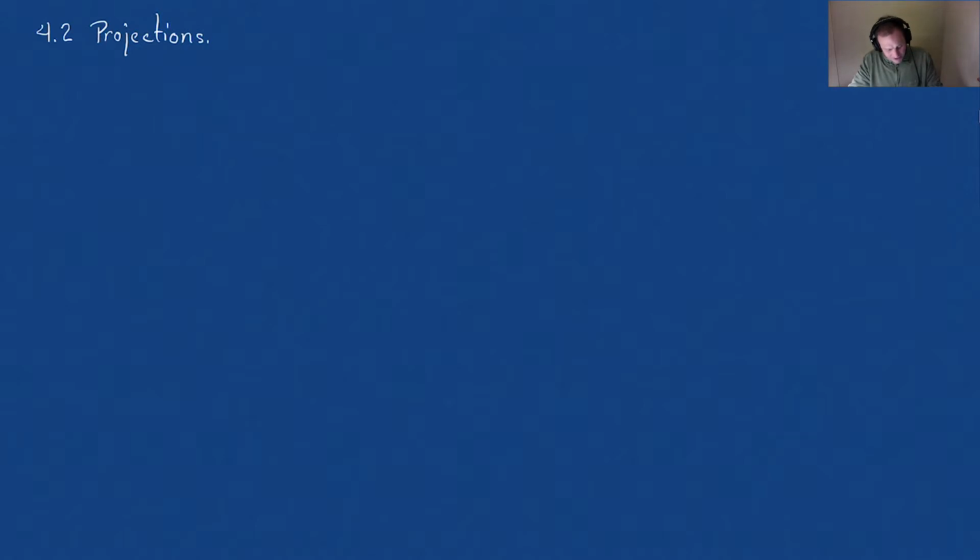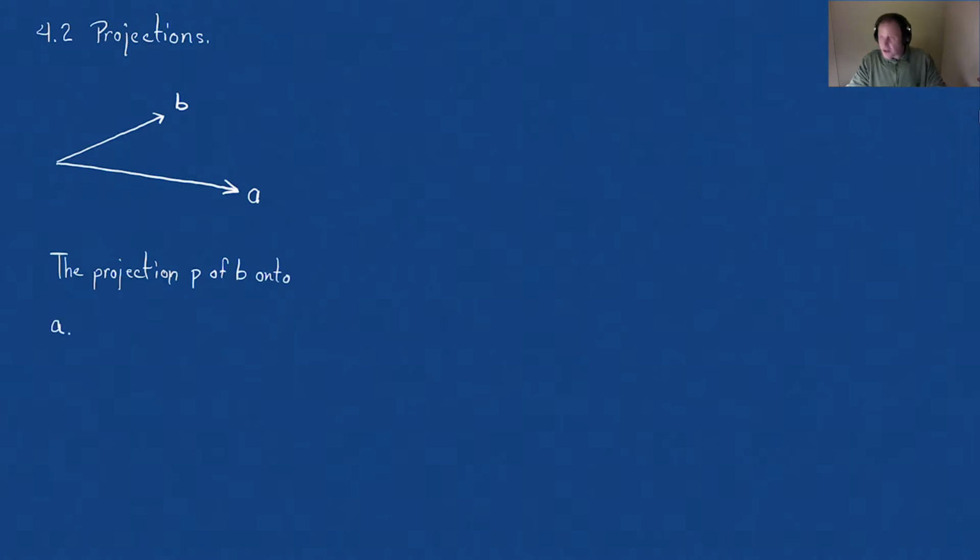Let's take a look at this. I'm going to have two vectors here. This is the vector, we'll call it B, and then I'll have a vector here. It's usually easier pictorially to make it long, so A. Those are vectors. Now the projection, this is what we call it. We call the projection P of B onto A. And here's what it is.